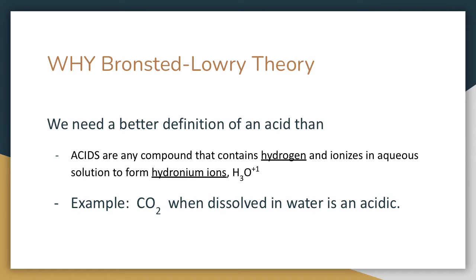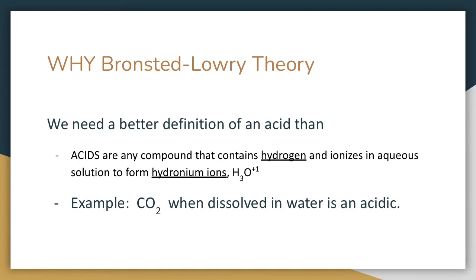Today we're going to talk about how we're going to classify different substances. In our last video we talked about the Arrhenius acids and the Arrhenius bases, but there's a better theory out there, and it's called the Bronsted-Lowry theory. Previous to the Bronsted-Lowry theory, the definition of an acid said acids are any compound that contain hydrogen and ionize in aqueous solutions to form hydronium ions, or H3O+ ions.